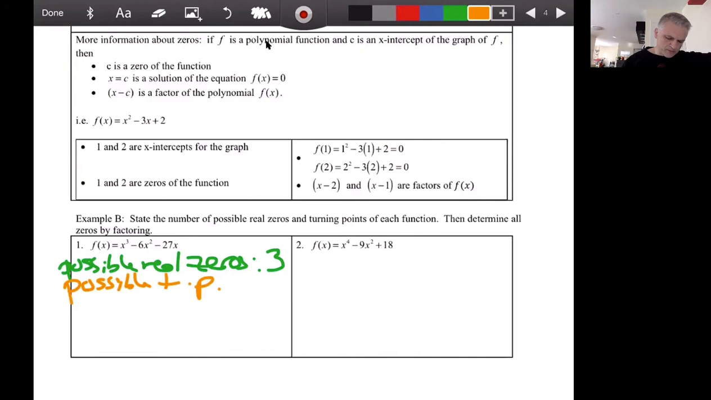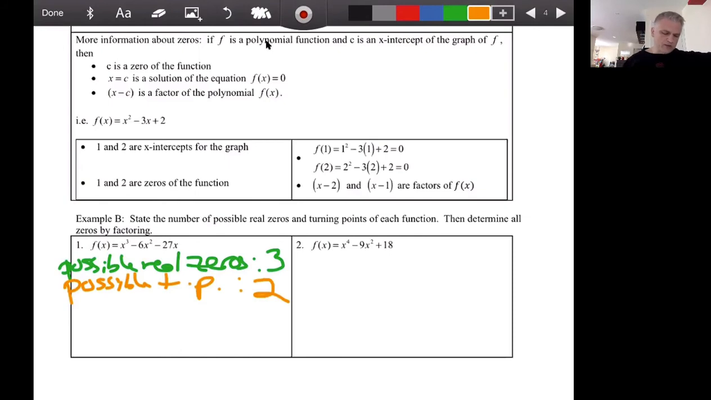Possible turning points. You just subtract 1 from the 3 and you get 2. So x cubed minus 6x squared minus 27x has at most 3 real zeros, has at most 2 turning points.